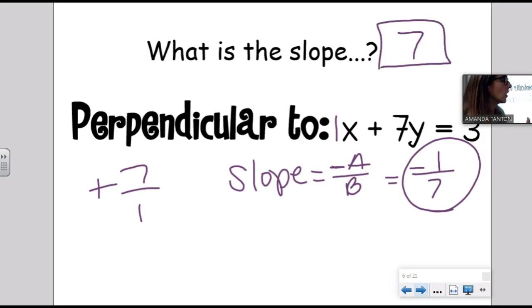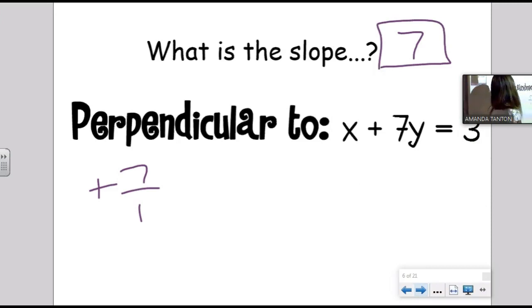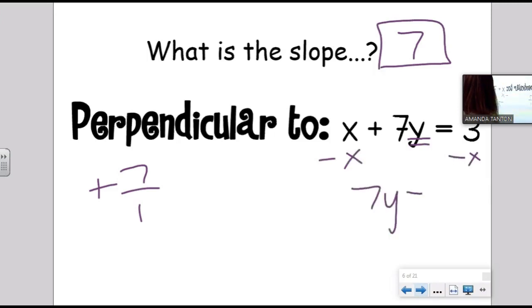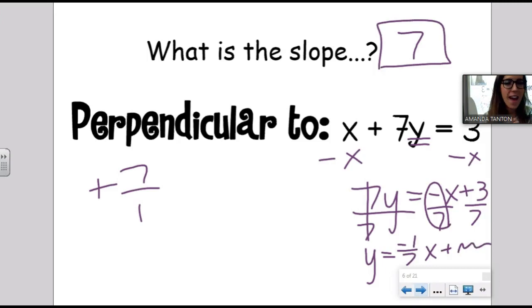Now, if you don't like that trick and you don't like the negative a over b thing, of course, you can just solve for y. So you can subtract x from both sides, and then you can get y alone. Divide by 7, divide by 7, divide by 7. So y equals, take a look at what's going on here, negative 1/7 x plus we don't really care. Remember, the y-intercept does not affect your parallel and your perpendicular. Okay?